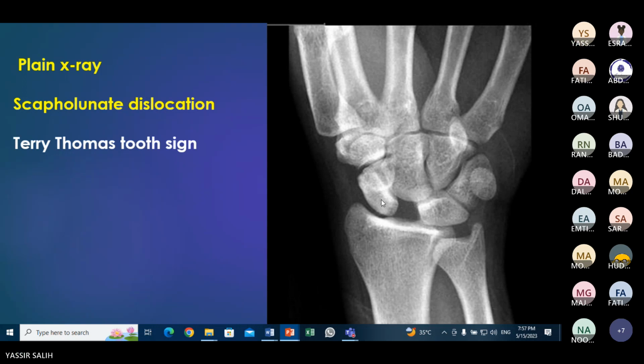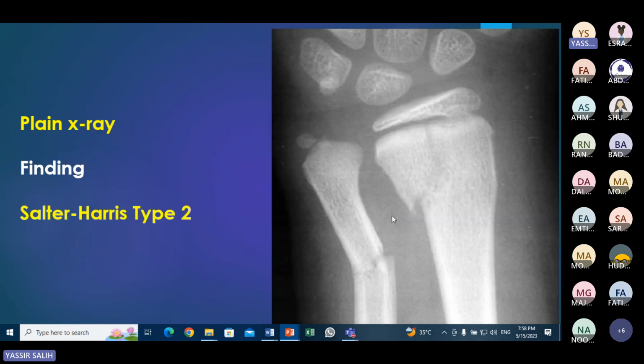What is this bone? Scaphoid. And what is this? Capitate. And what is this? Lunate. The distance between scaphoid and lunate. Dislocation. Yes, it's dislocated. Scapholunate dislocation. Normally the distance between the scaphoid and lunate is less than this. There is a gap between the scaphoid and lunate, so there is a dislocation. Scapholunate dislocation. The sign is Terry Thomas sign.